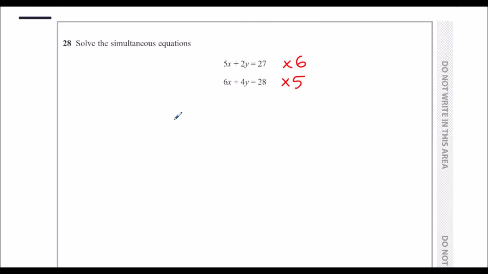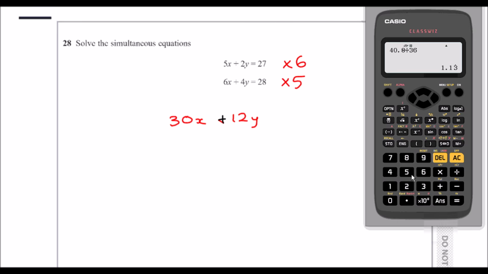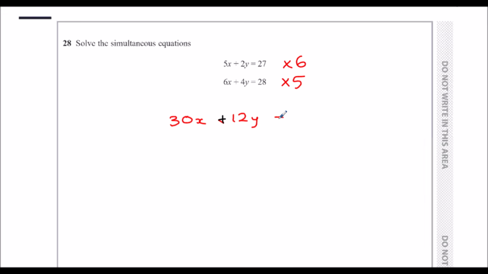So the whole equation times by 6. 6 times 5x is 30x. 6 times 2y is 12y. And 6 times 27 is 162. And then 6x times 5 is 30x. 4y times 5 is 20y. And 28 times 5 is 140.